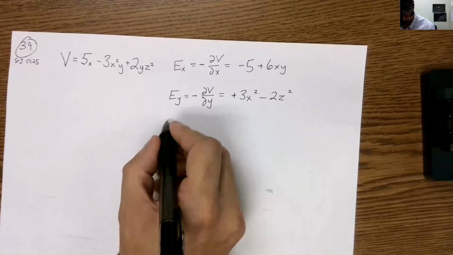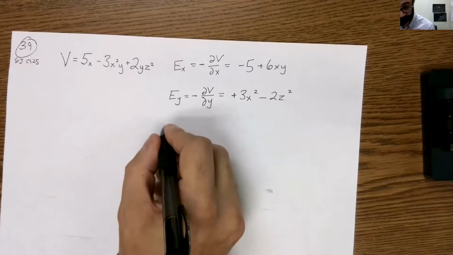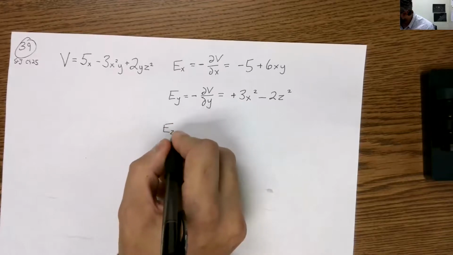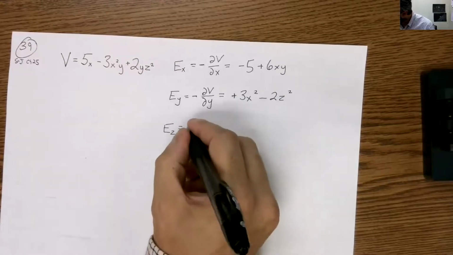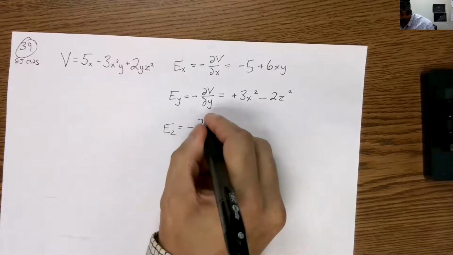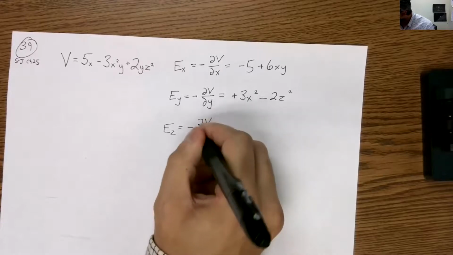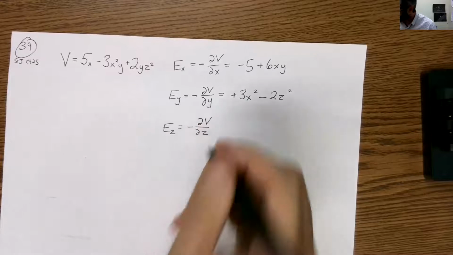So finally, we just have one more. We have the z component. It's the same thing as with the x and the y. The z component of the electric field is just the negative derivative of the potential with respect to z.